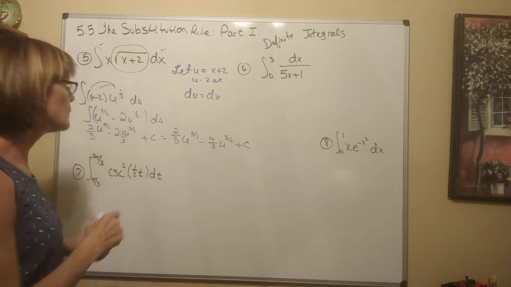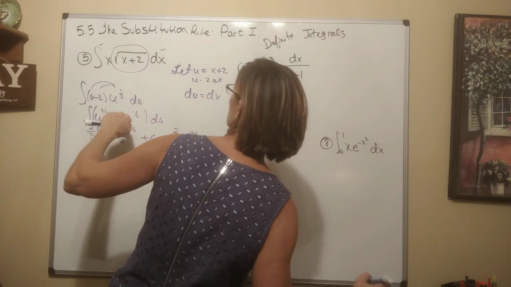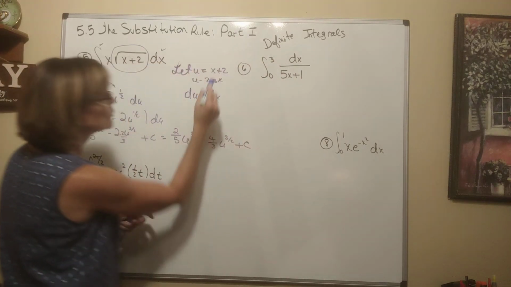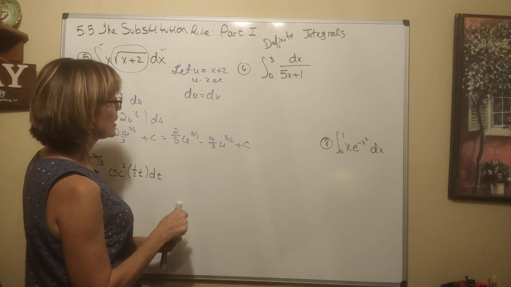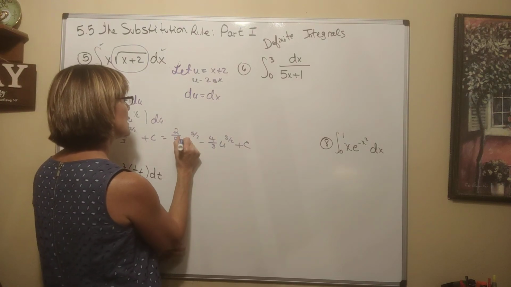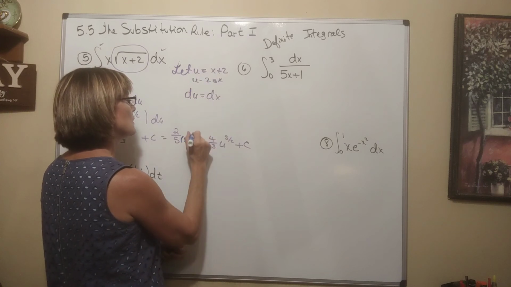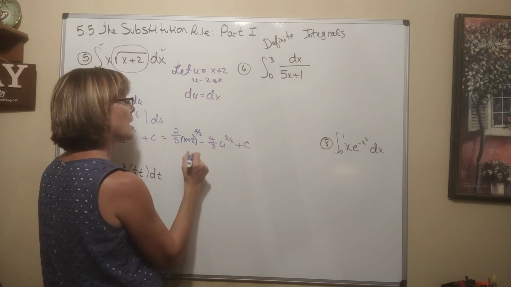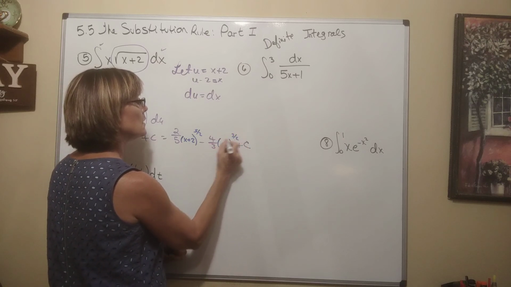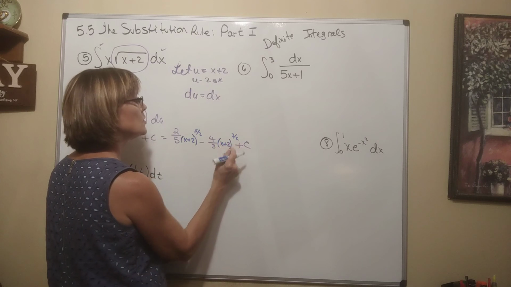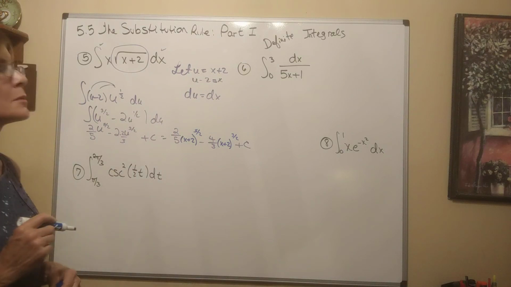The last little step is to rewrite everybody in terms of the given variable, which was way up here, x. So u is equal to x plus 2, right? So this is really 2/5 times (x plus 2) to the 5/2 power minus 4/3 times (x plus 2) to the 3/2 power plus a constant. So this is what our final answer is for number 5.